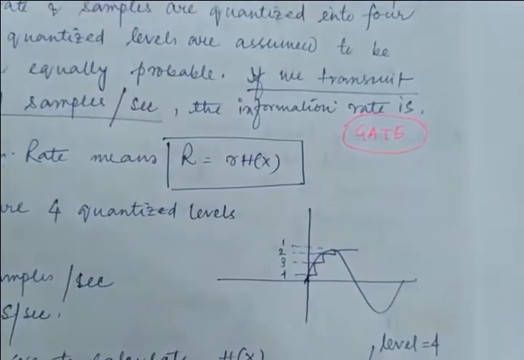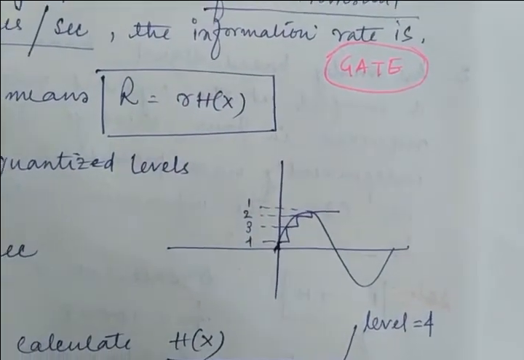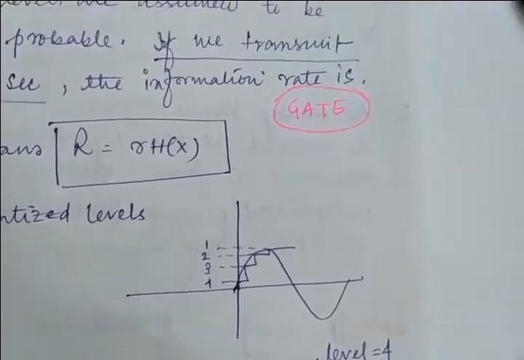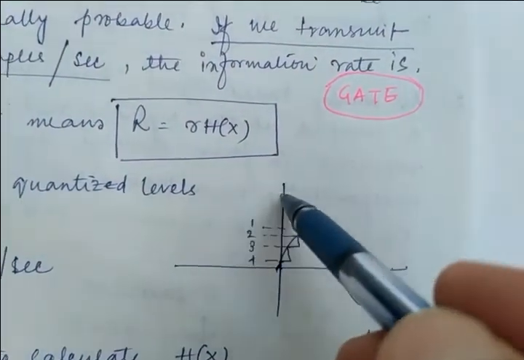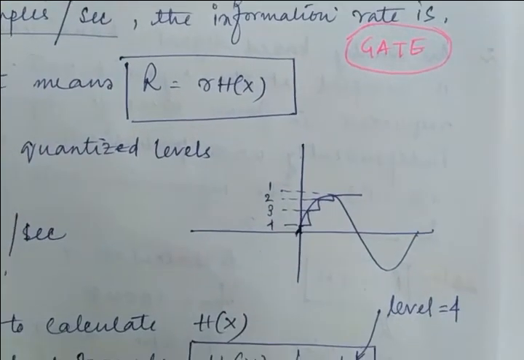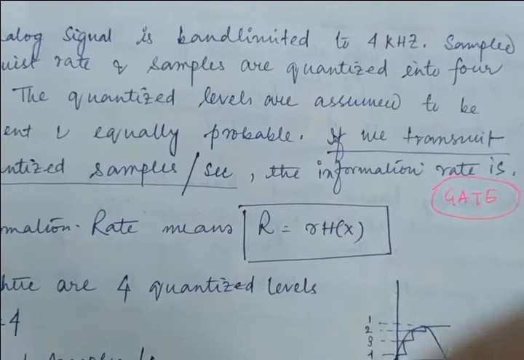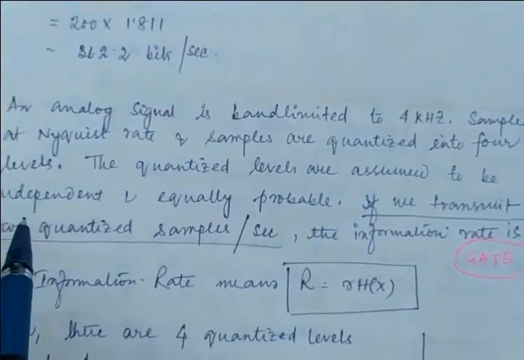Please concentrate on this graph. This is your analog signal. I have already shown it in the graph also. Here is your time axis, and here is your amplitude axis. The amplitude axis is quantized into your 4 levels, right? So these 4 levels mean the 4 symbols, and all the symbols are independent and equally probable.